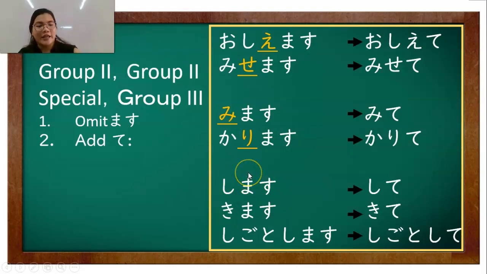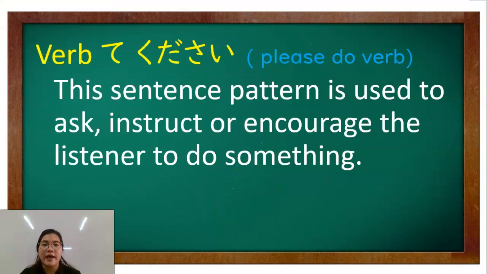Next is verb te kudasai. This is our first sentence pattern using the te form. So verb te kudasai. This sentence pattern means please do the verb. So this sentence pattern, please do the verb, means pakiusap gawin mo ang isang verb.